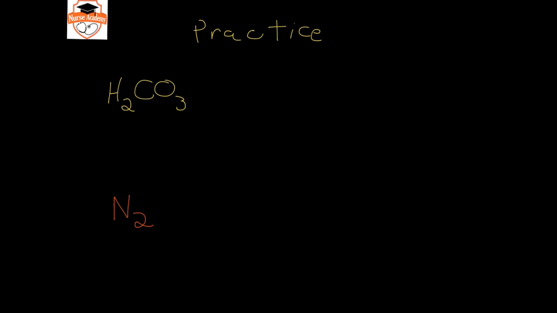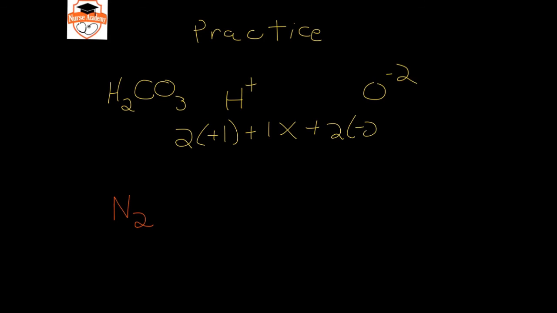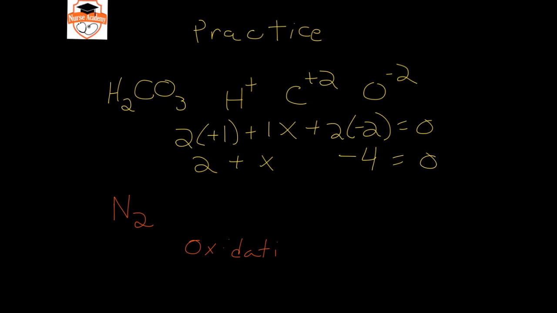So in our top compound, hydrogen has +1, oxygen has -2. It's neutral, so that is 2 times +1 plus 1x, because there's only 1 carbon, plus 2 times -2 equals 0. That means that my carbon must have, this is -4, 2 plus x equals 0, a +2 charge or oxidation number. For our second case, nitrogen, the oxidation number is 0 because it's in its elemental form.